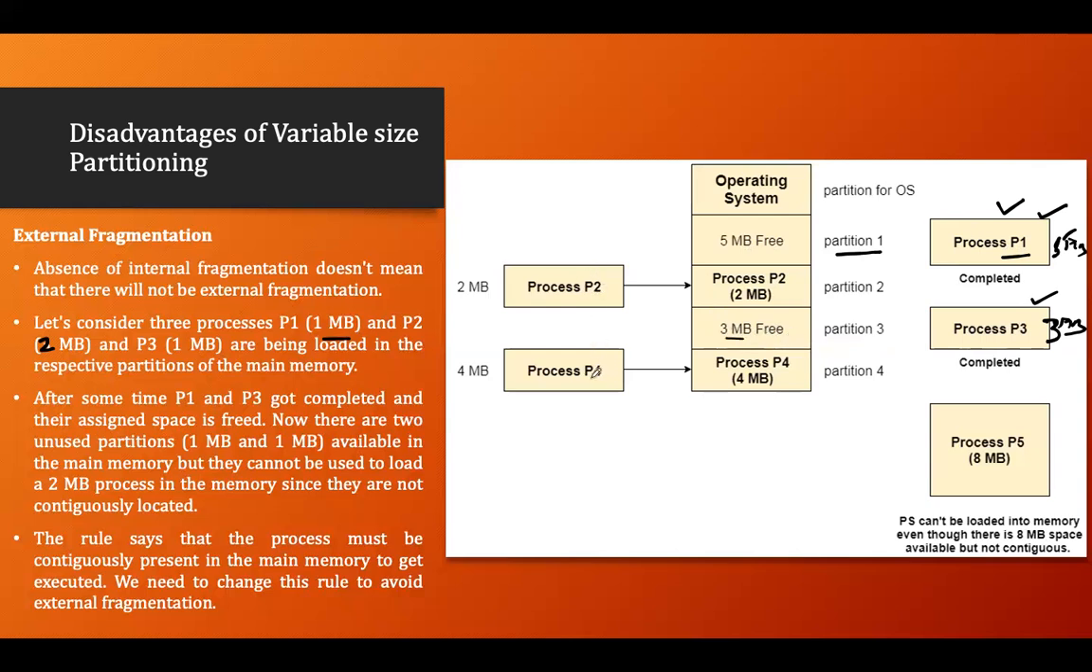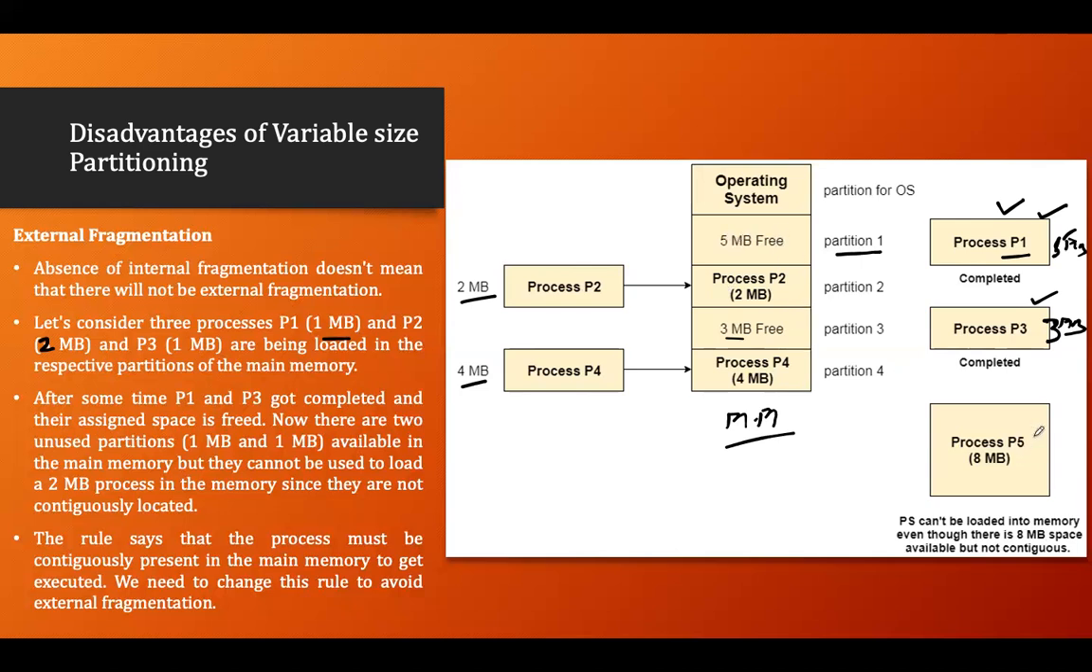There is P2 and P4. P2 requires 2 MB. It is already there and executing, not finished. P4 requires 4 MB. It is also there in the main memory. So which are in the main memory right now? P2 and P4. What is the free space? Free space is 3 MB here and 5 MB here.